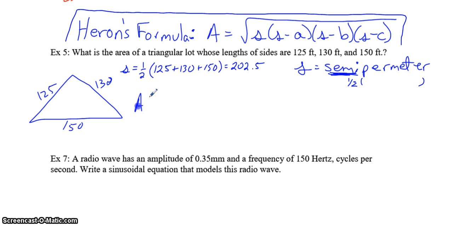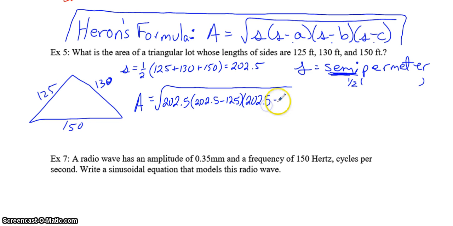So Heron's formula actually comes from the law of cosines and a whole bunch of algebra. Not going to show you that. So square root of, again, reciting it as I'm writing it, the semi-perimeter. And then these other three values are the difference between the semi-perimeter, the 202.5, and each of the three sides. So semi-perimeter minus a side, semi-perimeter minus another side, semi-perimeter minus the last side.